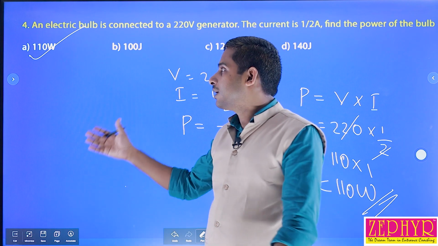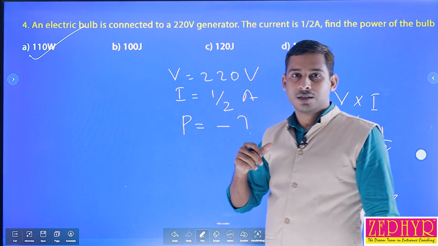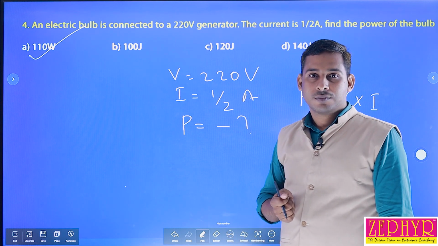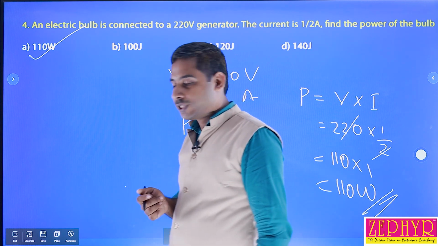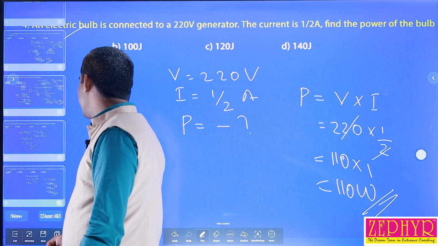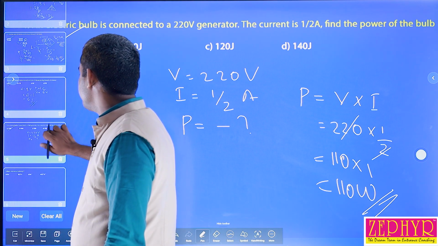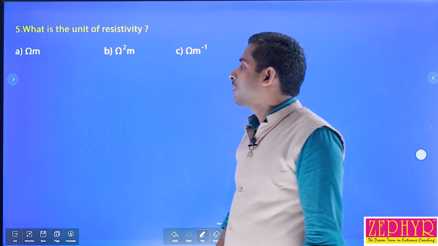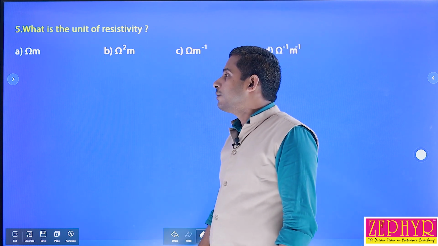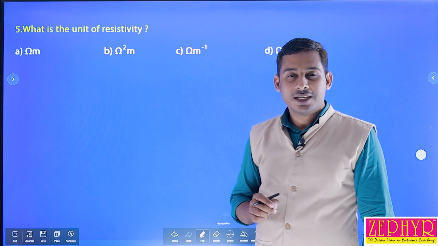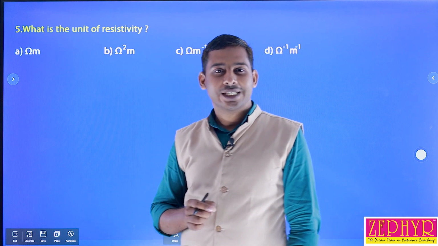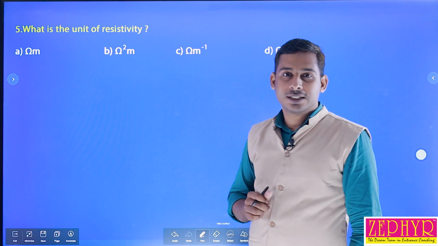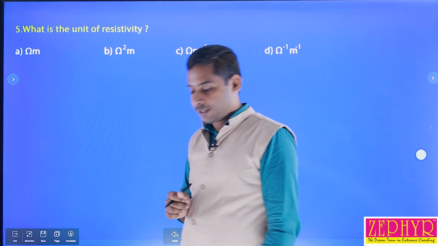Hope everyone got the idea and concepts related to the fourth question. I am moving to the next question, that is question number 5. So students, question number 5 is, what is the unit of resistivity?